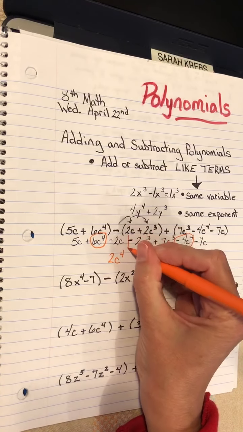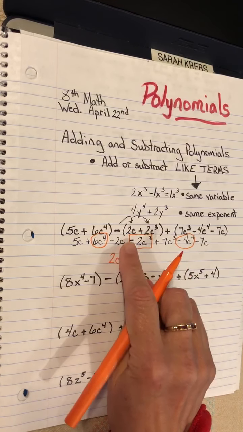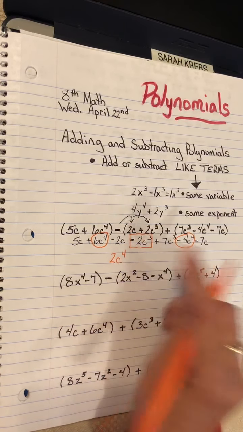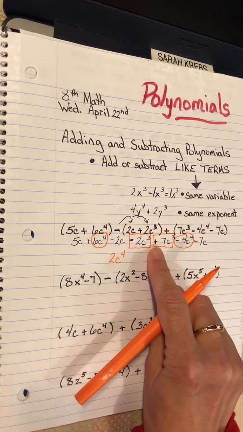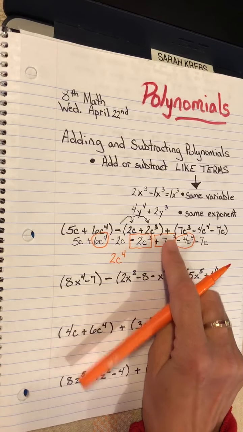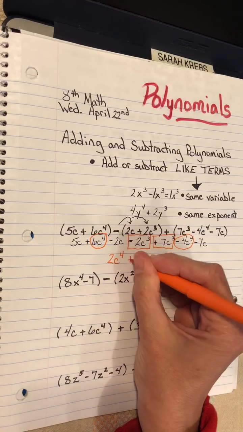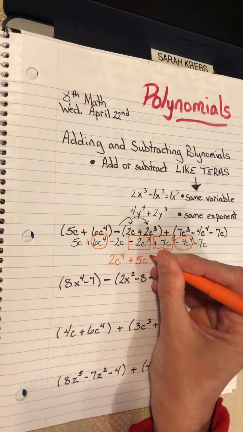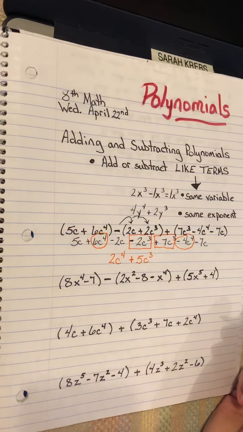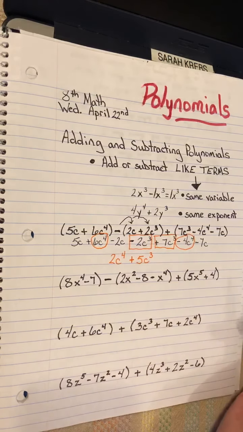Now I'm going to look at my c to the thirds. Keep the negative with it, so this is a negative 2c to the third, and then I have a positive 7c to the third. A negative 2 and a positive 7 will give me 5c to the third. I do not have c to the second power, so I skip over that.